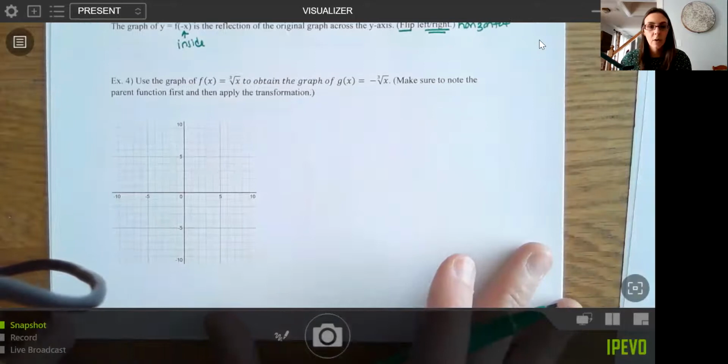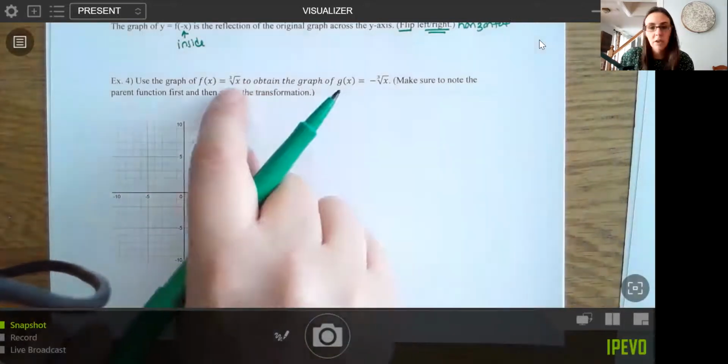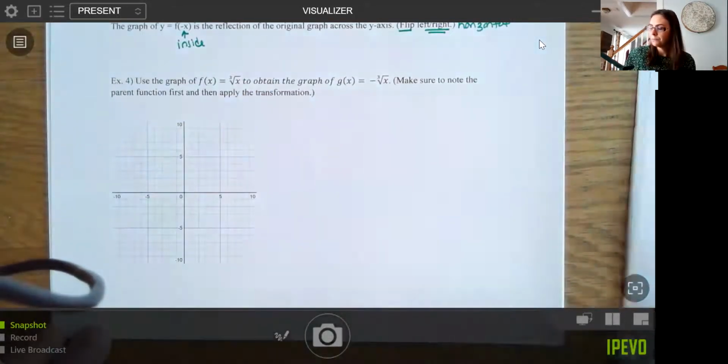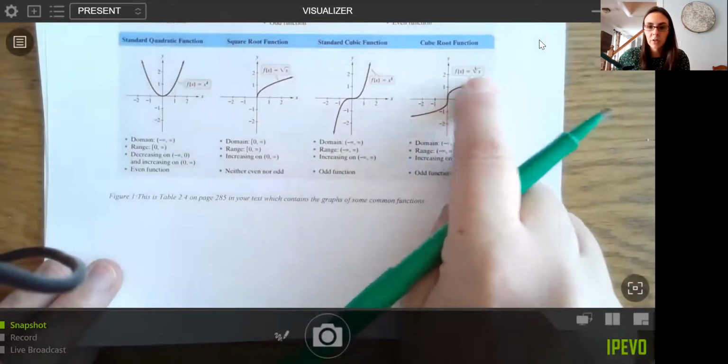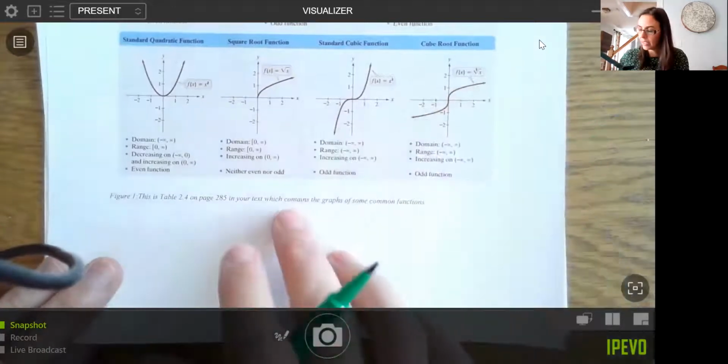So let's try some of those. Here my base function is the cube root of x. And if I go back to it, it looks like this. So I know the general shape. I'm just going to pick a few points here to plug in.